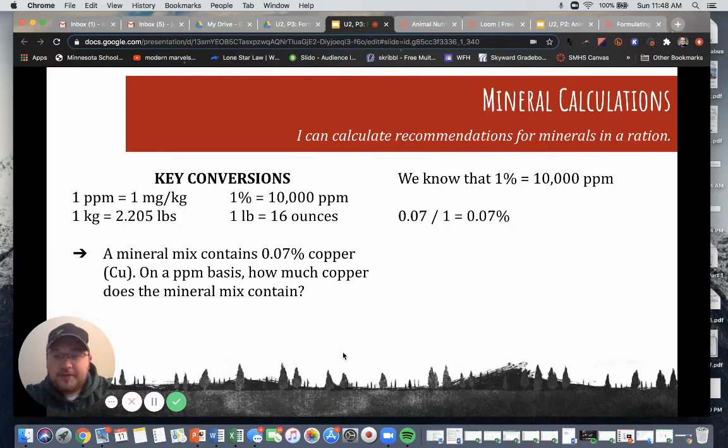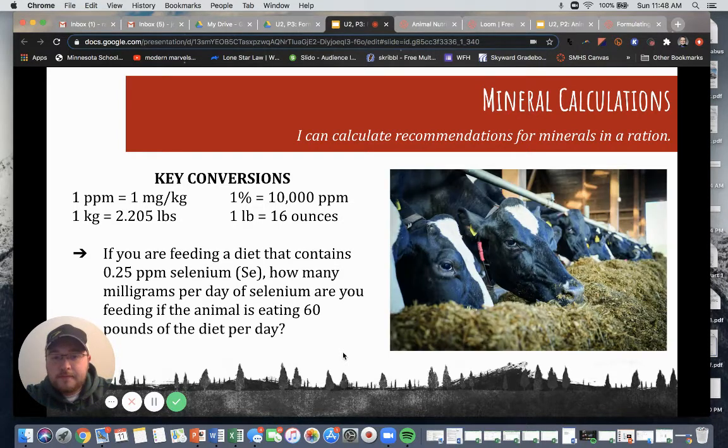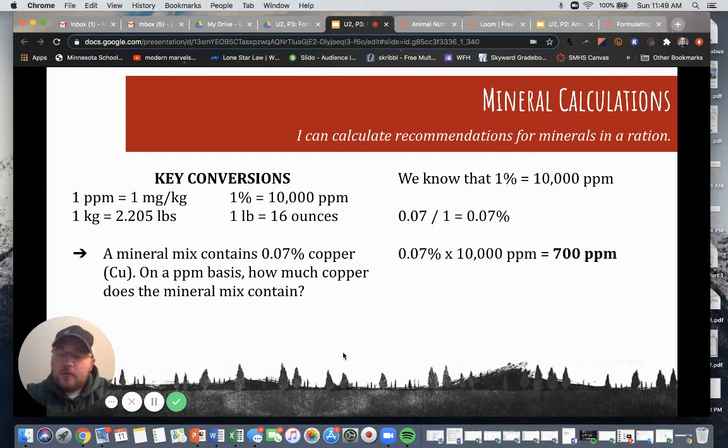So we can set up an equation. We know that the mineral mix contains 0.07% copper. So we can take 0.07 divided by 1 and equal 0.07%. Okay? So if 0.07% is how much copper concentration is in this mineral mix, we can multiply it by 10,000 because we know that 1% contains 10,000 parts per million, to give us a final answer of 700 parts per million. Okay, so that is kind of the most basic conversion that we have with these problems.